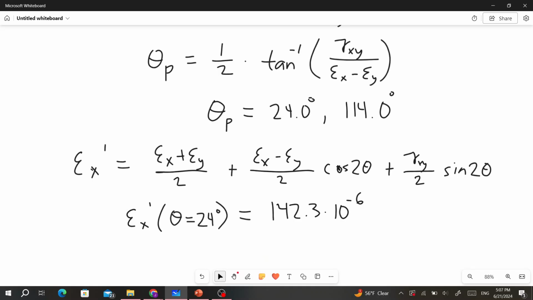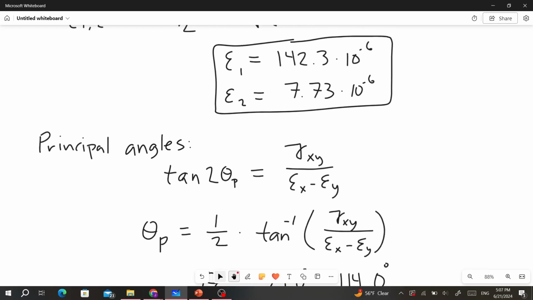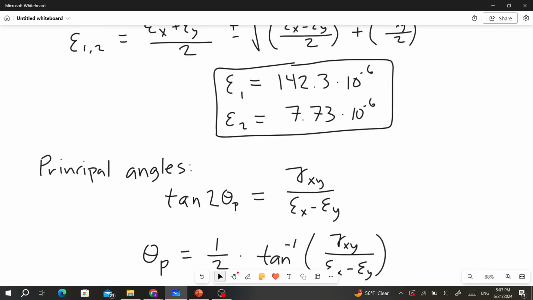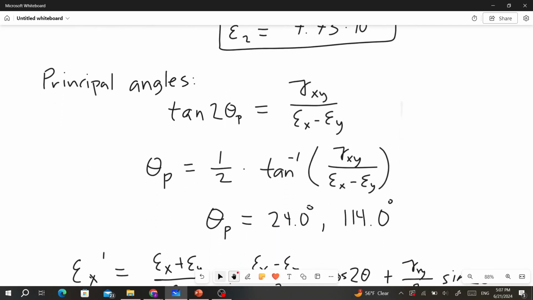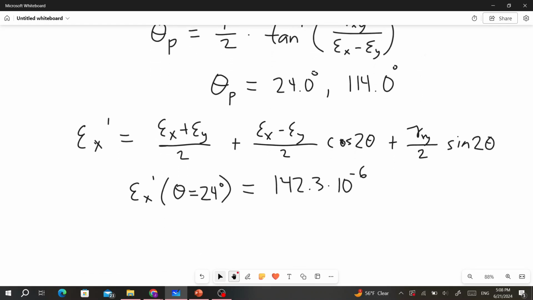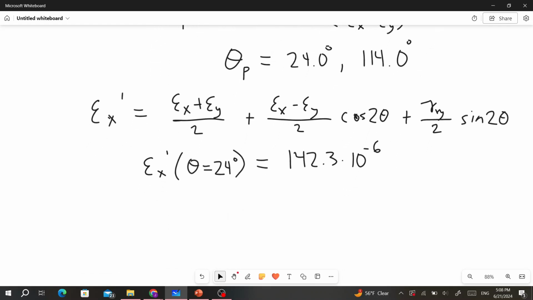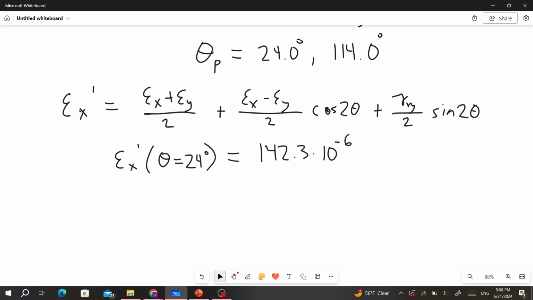If we scroll back up to the principal strains we calculated, 142.3 microstrain was epsilon 1, so that's our maximum principal strain. So plugging that theta p equals 24 degrees into the equation for epsilon x prime, that means that the theta p of 24 degrees is theta p1, or in other words, that angle corresponds to the maximum principal strain.